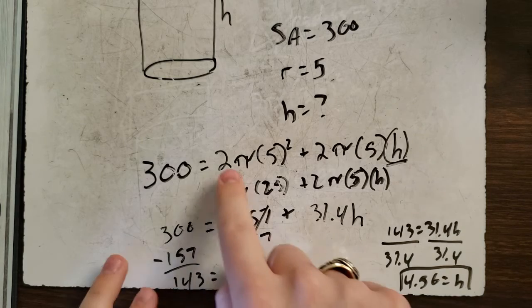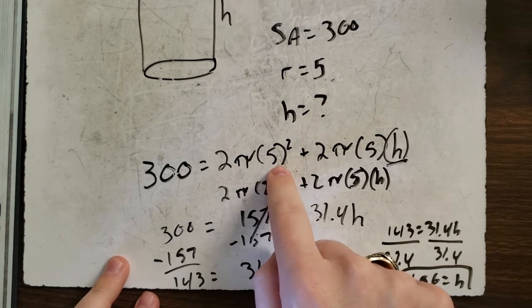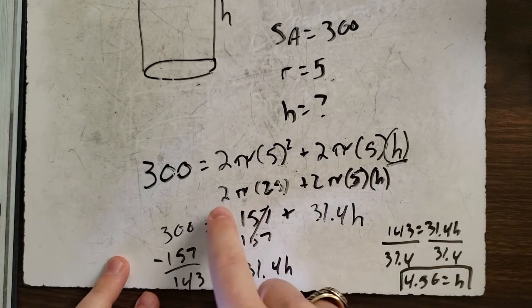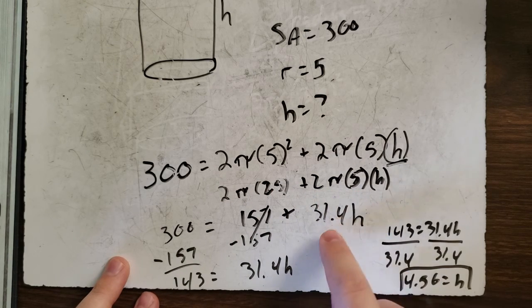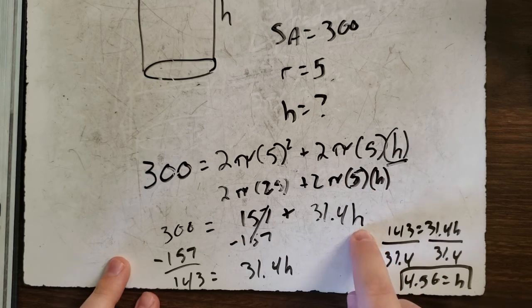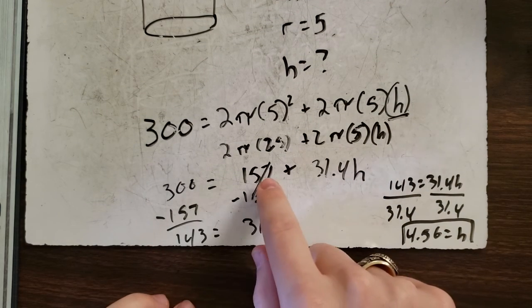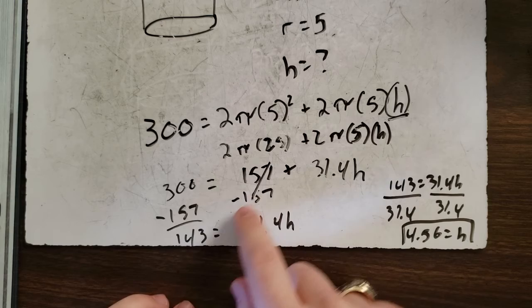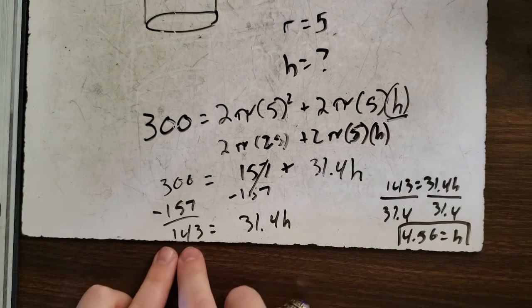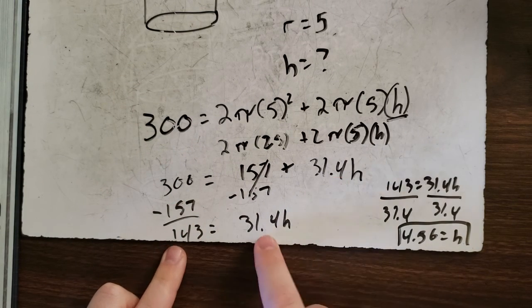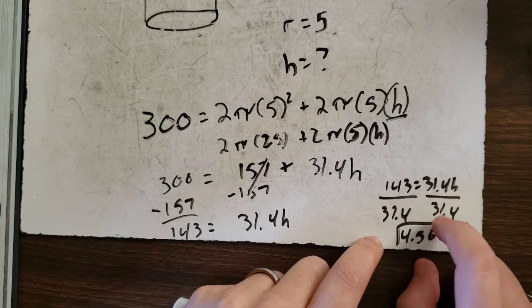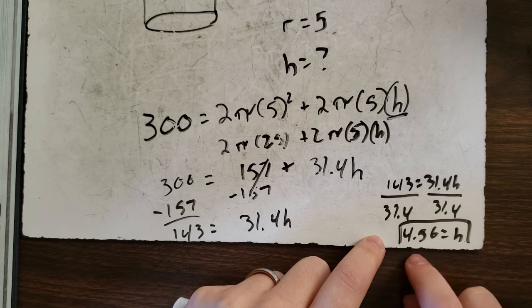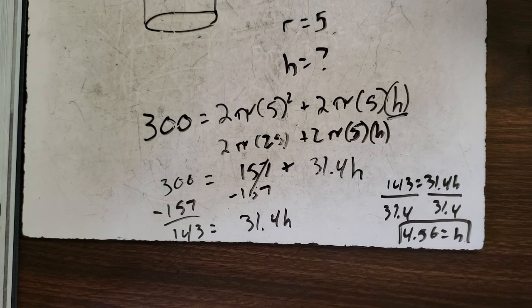Then you just do the math. We squared our radius first to get 25. We multiplied these three to get 157. We did 2 times pi times 5 to get 31.4. We brought the h down with it. Then to get the h by itself, we moved the 157 by subtracting it from the 300 to get 143. Brought down this part here, and then the last step is to divide. The 31.4 was attached to our h, so we divide both sides and we're left with 4.56 equals our height, okay? And that's it for our cylinder.